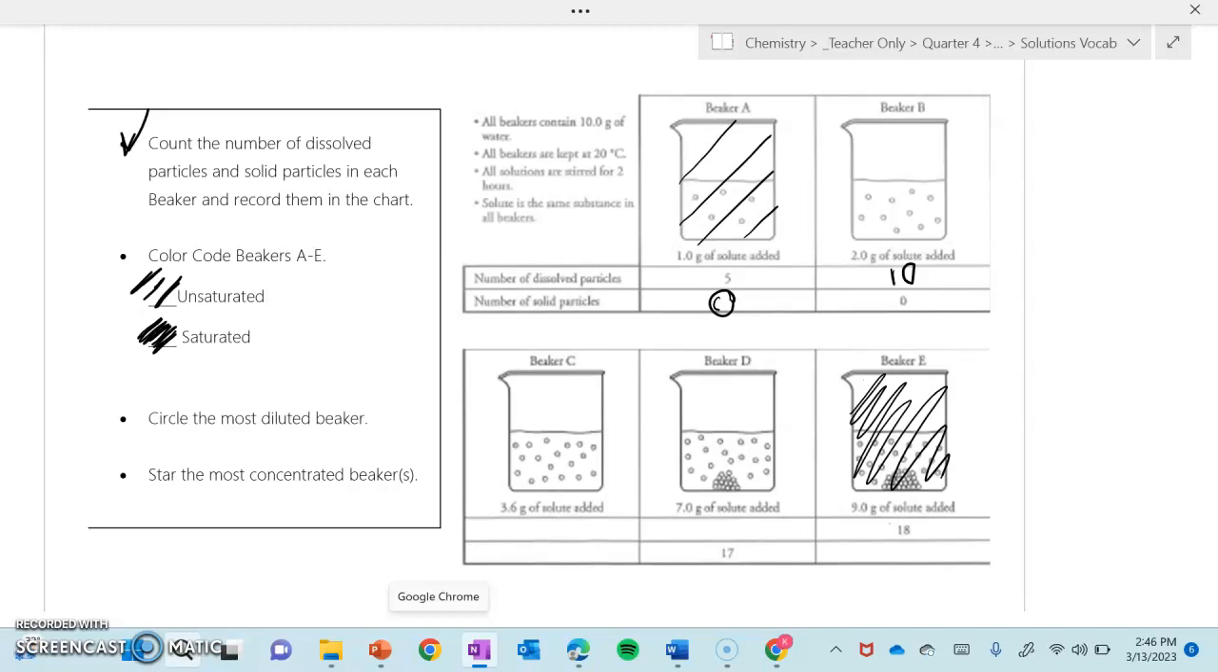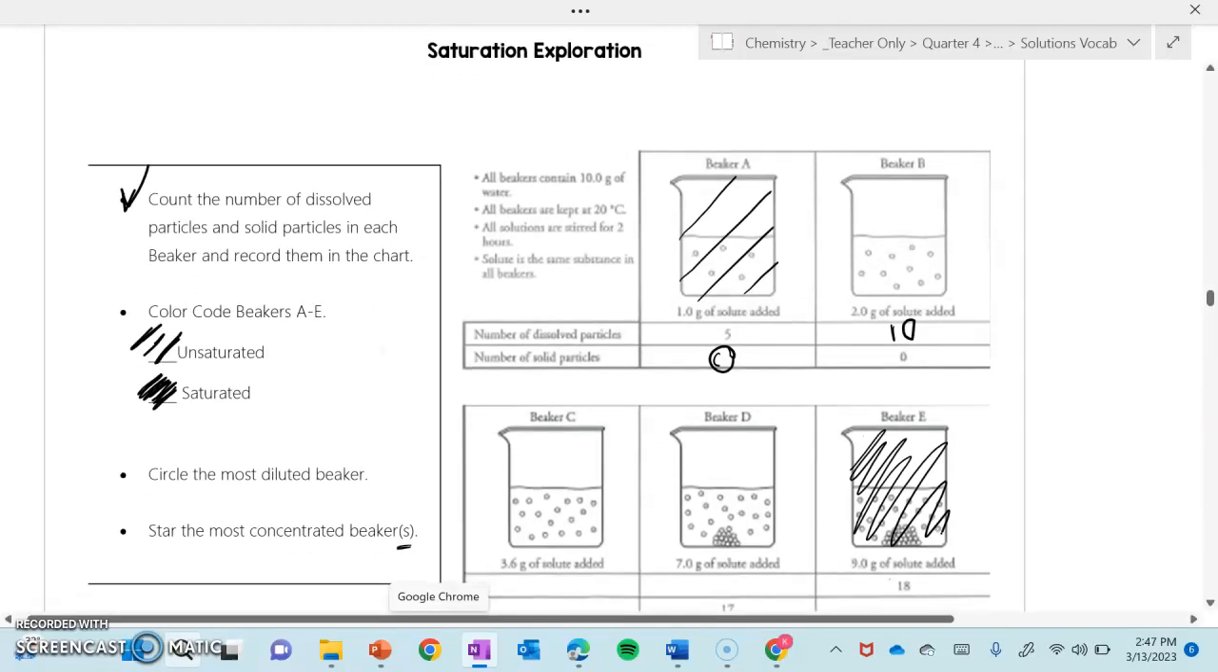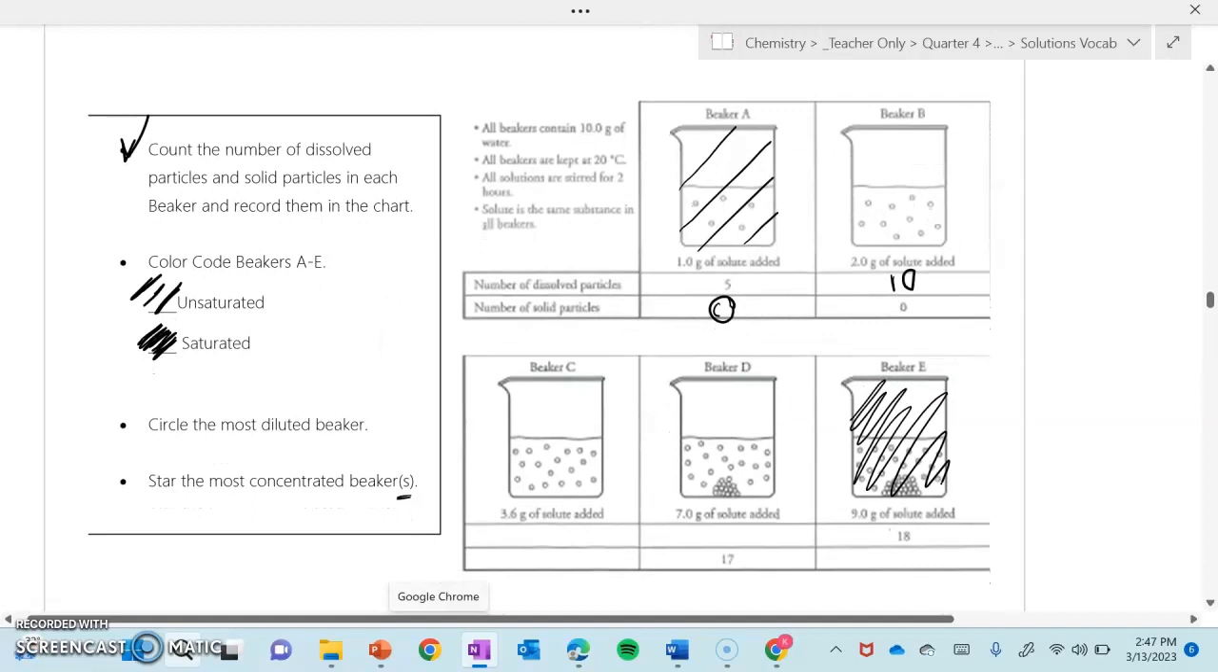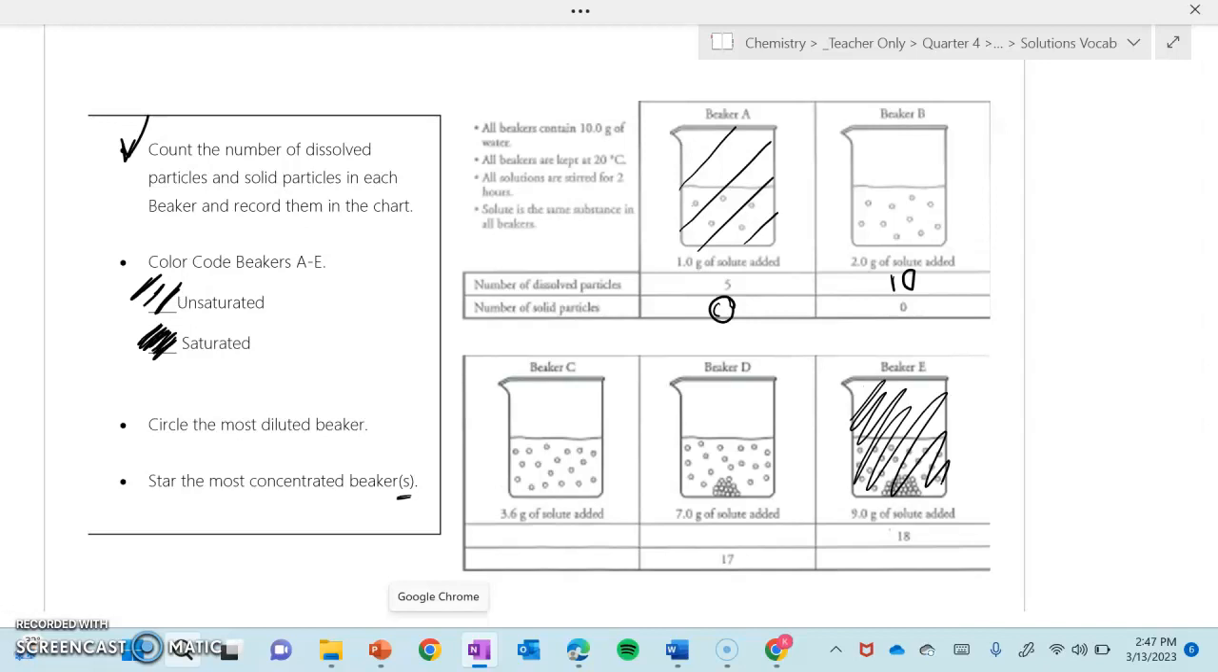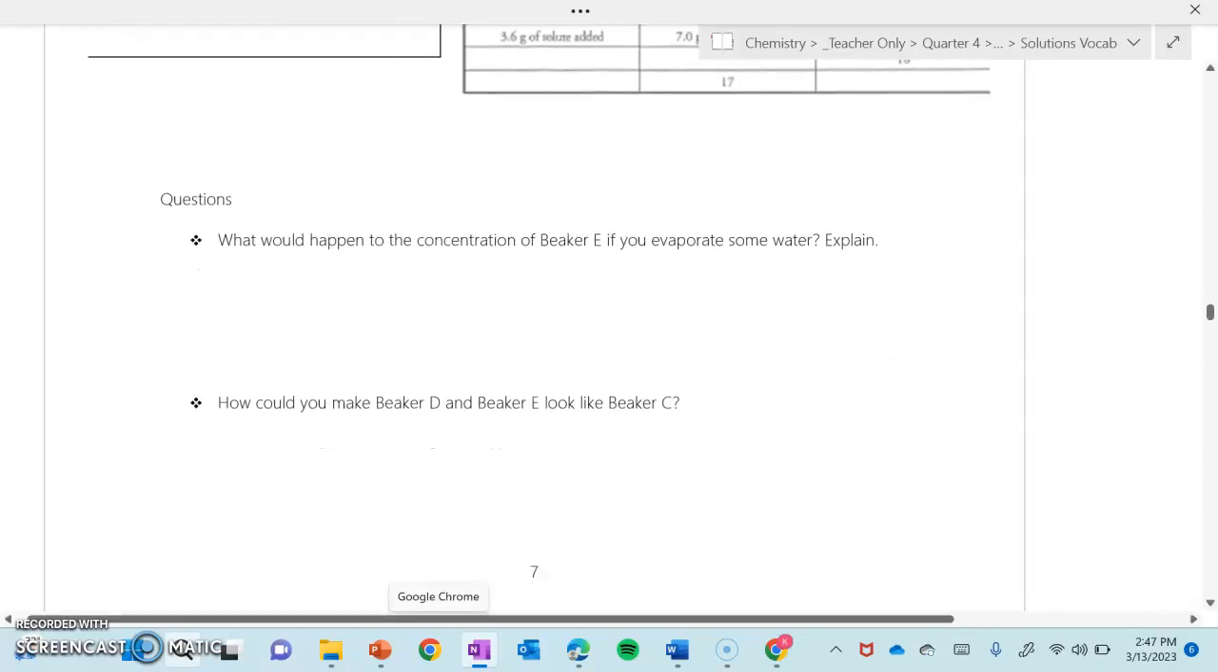Circle the most diluted, the one that has the least amount of solute per solvent. You circle that, and then star the most concentrated. There can be more than one, noting that plural, meaning they have the same concentration. Remember that concentration has to do with the amount of solute dissolved in the solution. If there's excess at the bottom, it's not going to affect that concentration one bit.